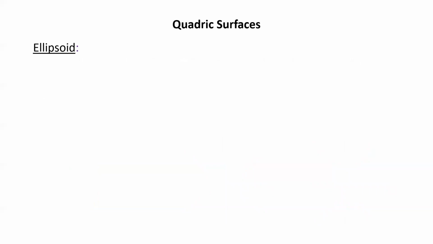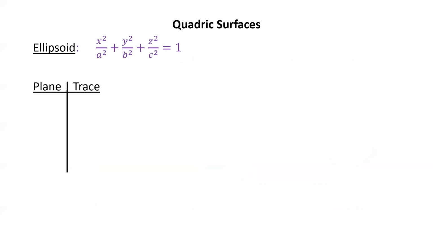Okay, the first quadric surface we're going to look at is an ellipsoid. The standard form for an ellipsoid centered at the origin is x squared over a squared plus y squared over b squared plus z squared over c squared equals 1. As I said, we're going to sketch our quadric surfaces by looking at various traces. As a first step, we'll try to look at the traces in the coordinate planes themselves, and sometimes that will give us enough information to get a complete sketch. Sometimes we'll have to look at additional traces that are parallel to those coordinate planes.